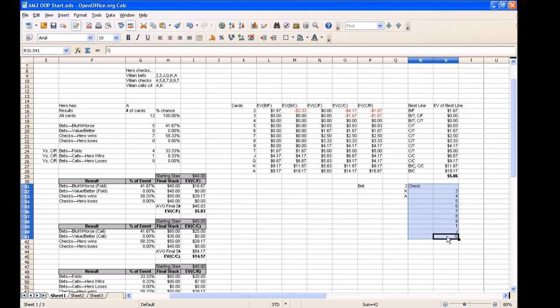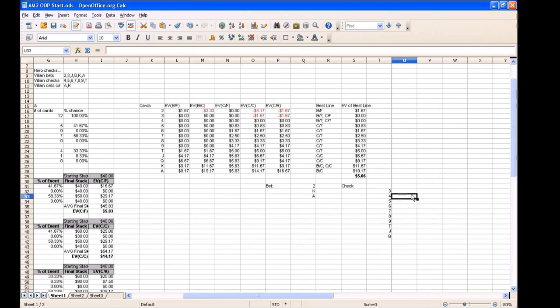So when we check the 3, we can fold. When we check the 4, it doesn't matter. Up through the queen and the jack, where we should be calling.